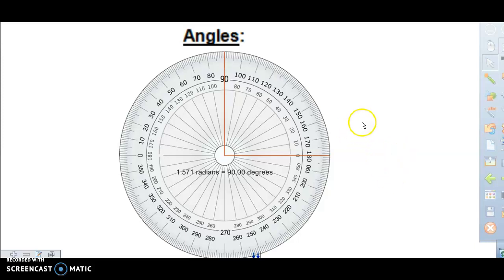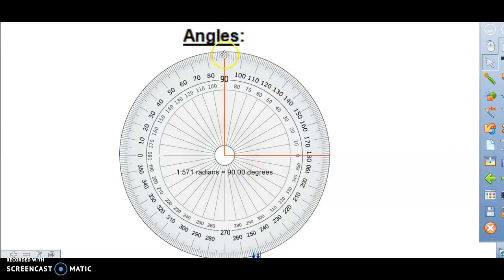Right, everybody, this is video 2. So now we look at angles. So the first part, what is an angle? An angle is a turning around a fixed point. It's when two rays rotate or turn around a fixed point.